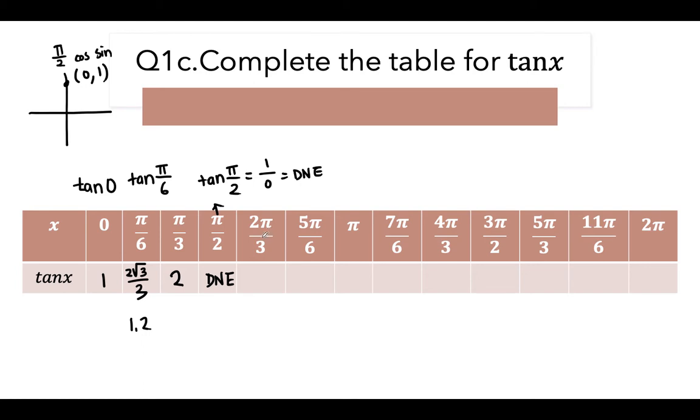Okay, let's keep going. So 2 pi over 3, you get negative 2, and then negative 2 square root 3 over 3, which is actually negative 1.2, same thing. Tangent pi, negative 1. Negative 1.2, negative 2, and this is also interesting. When you do tangent 3 pi over 2, what do you notice? Again, you get does not exist. Okay, because of 1 over 0.